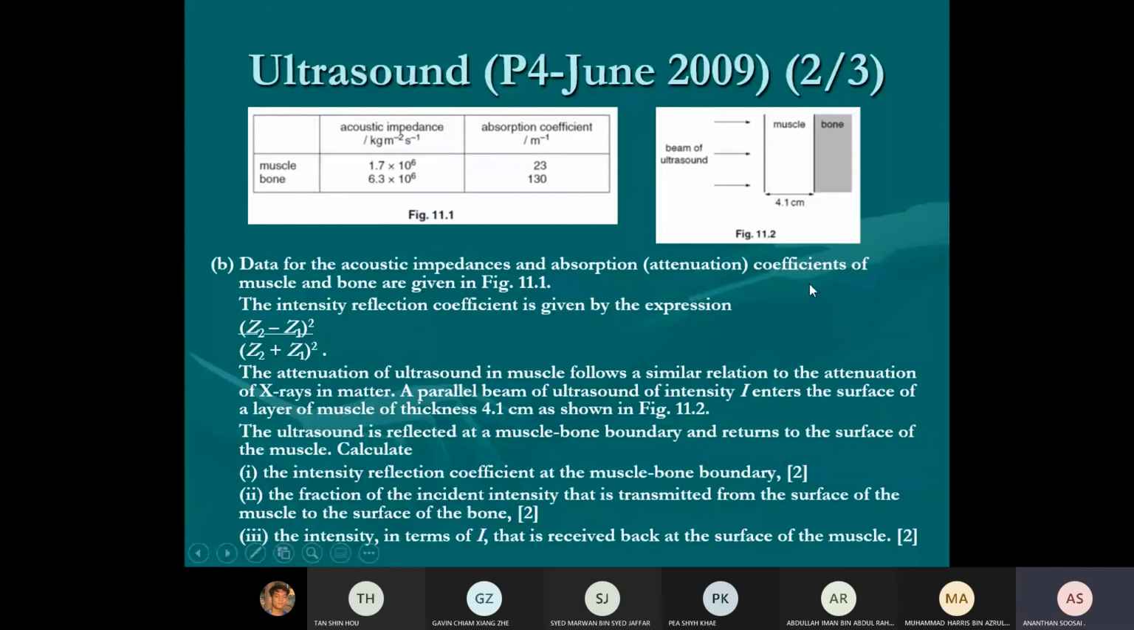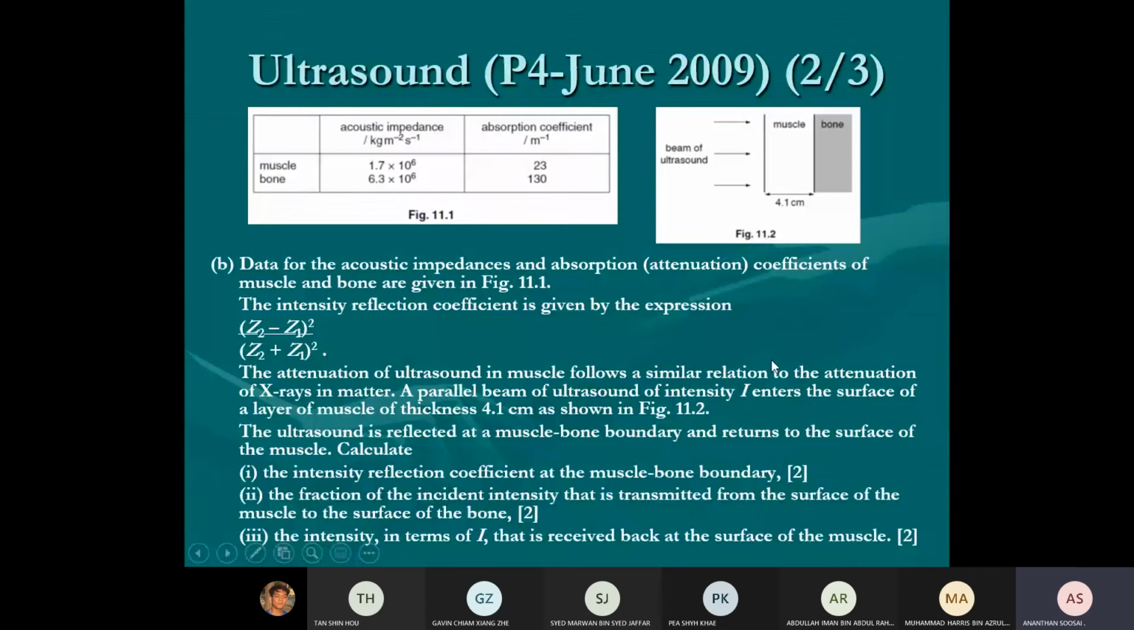You see the data: acoustic impedance and absorption coefficient of muscle and bone are given. So this is the alpha. Now they're telling this story: attenuation of ultrasound in muscle follows a similar relation with the attenuation of X-ray. A parallel beam of ultrasound enters the surface of a layer of muscle of thickness 4.1 cm, with the intensity of I.